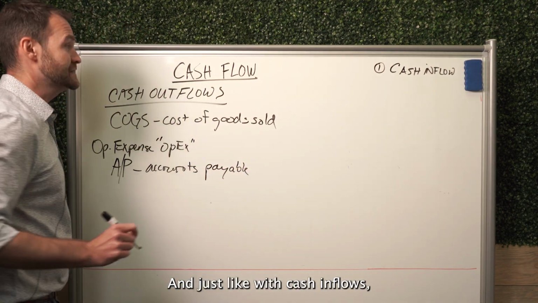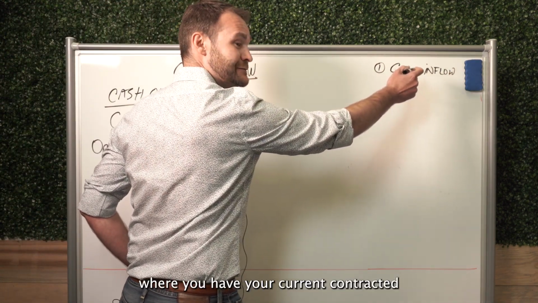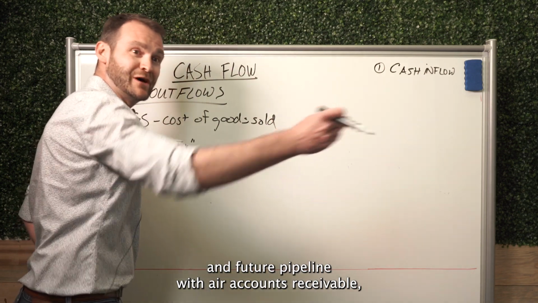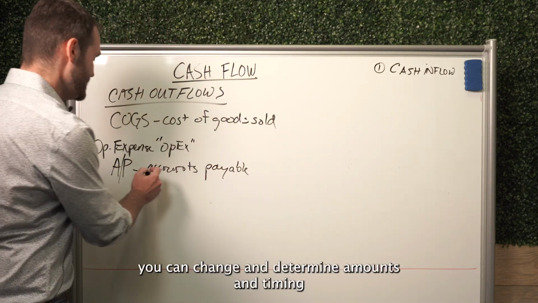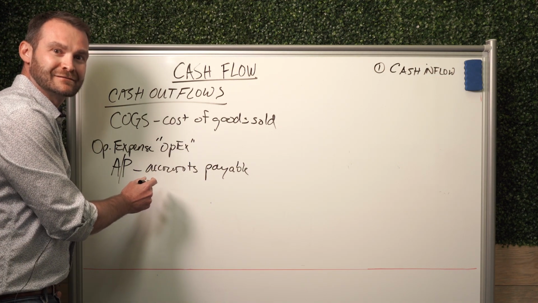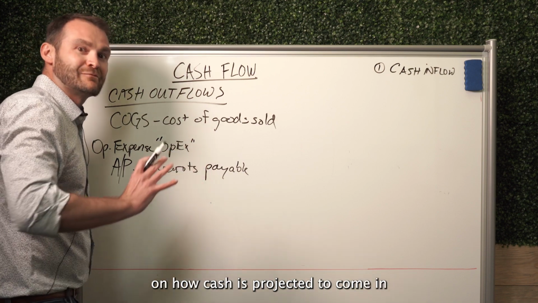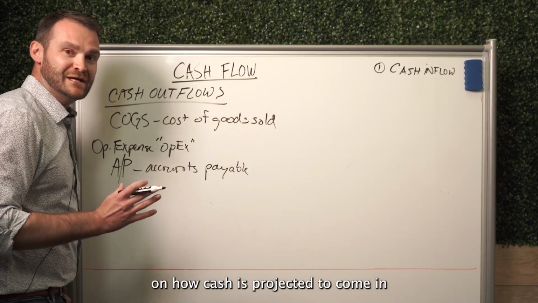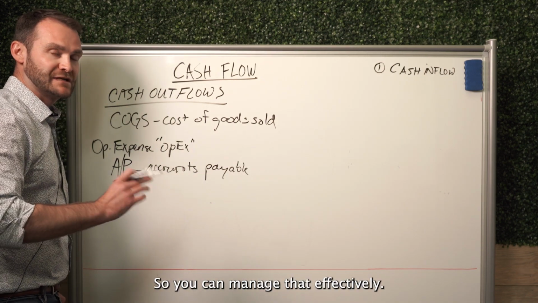and just like with cash inflows, where you have your current contracted and future pipeline, with AR, accounts receivable, you can change and determine amounts and timing. And you're going to change those amounts and timing based on how cash is projected to come in and what your cash balance is going to be by week. So you can manage that effectively.